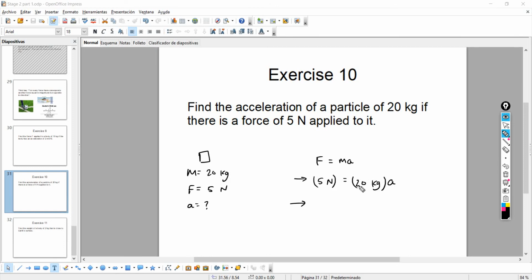Can you see? Basically, all we have to do is isolate the acceleration. Acceleration equals 5 newtons over 20 kilograms. And therefore, the acceleration will be 5 over 20, which is 0.25, or 1/4 meters per second squared. That's it. That's how you use the second law of motion in order to solve very simple problems.